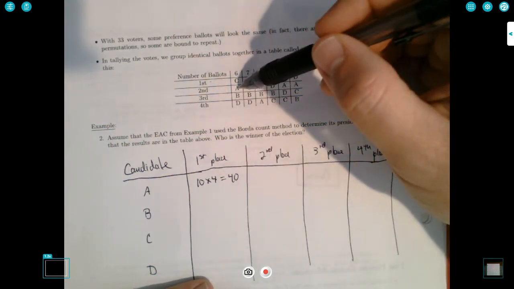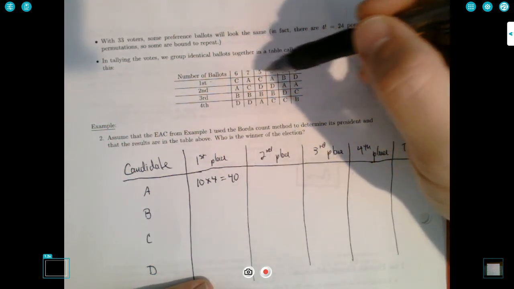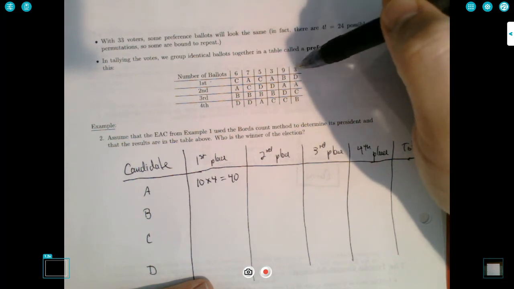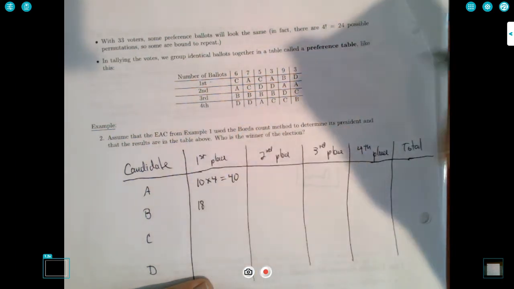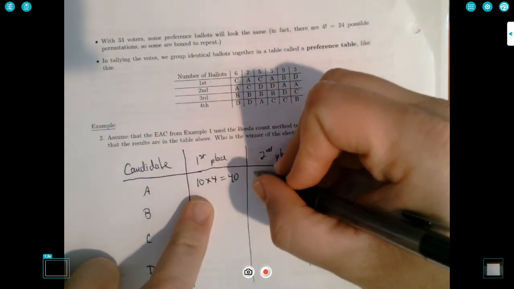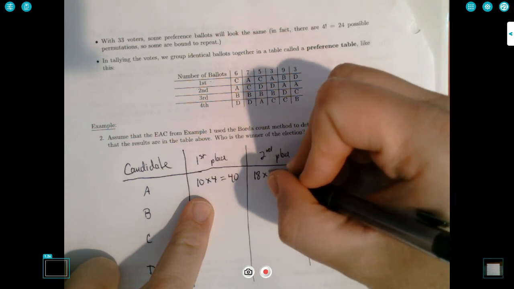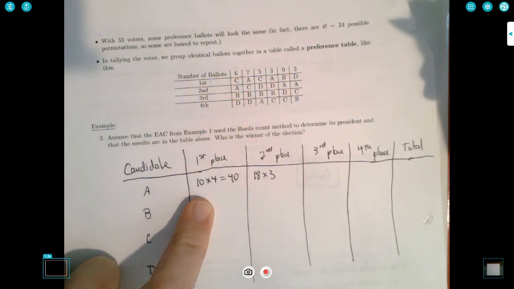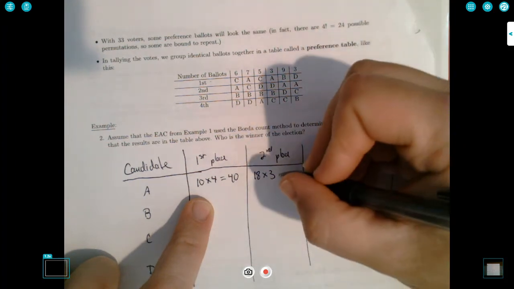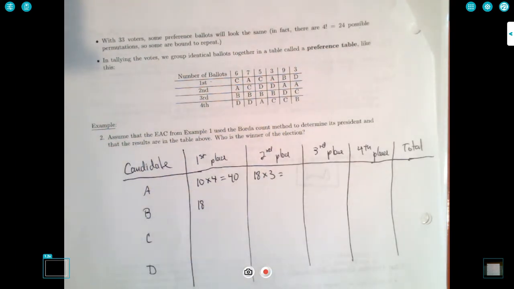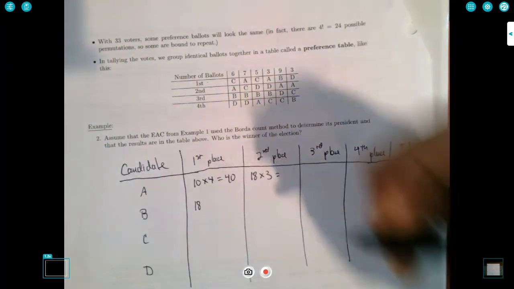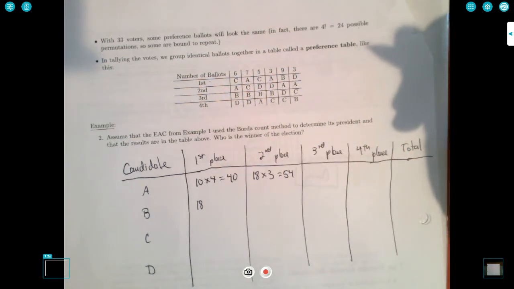For her second place wins, she got second place 6 times, plus 9 times, plus 3 times. So 6 plus 9 is 15, plus 3 is 18. She got second place 18 times, and she earns 3 points for each of the second place wins. So 18 times 3, 54 maybe? Let me see. Yep, 54. So she gets 54 points for all of her second place votes.